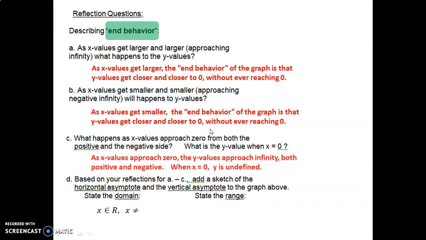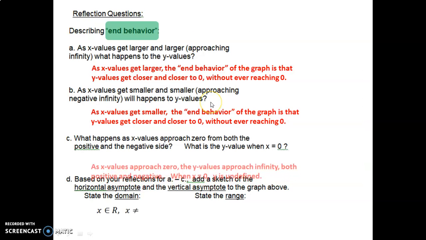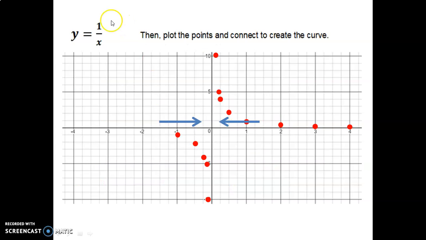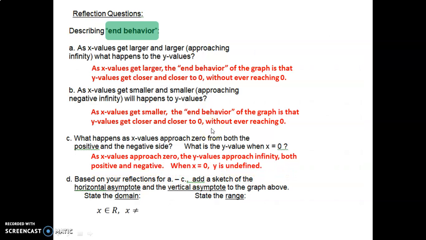And also, what is the y value when x equals 0? Well, when x equals 0, it's not going to work out. Why? What's the equation of this graph? If x was 0, we would have 1 over 0, and that is undefined in mathematics. So that tells you that this graph cannot exist when x equals 0. That's a big hint as to where the asymptote will be.